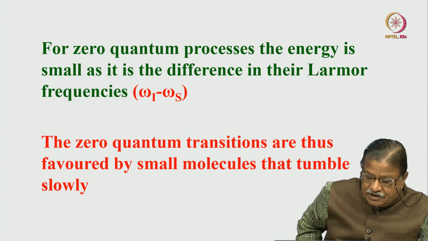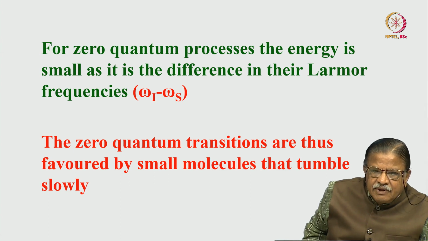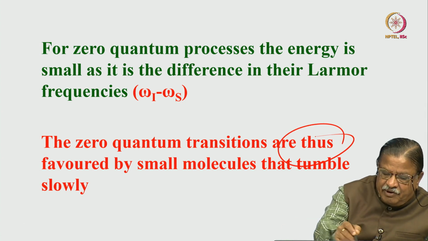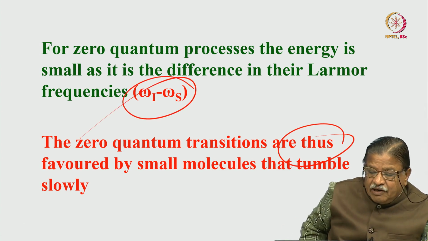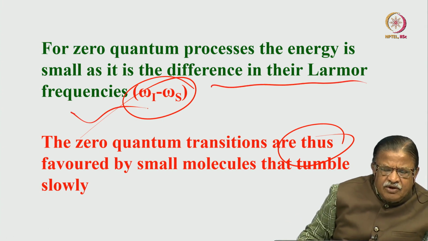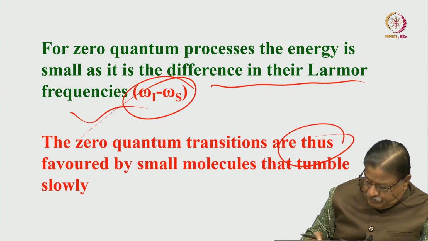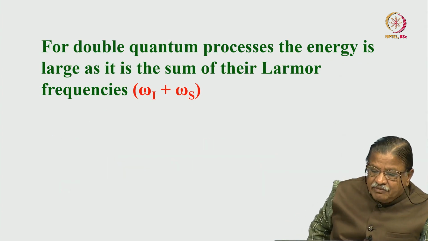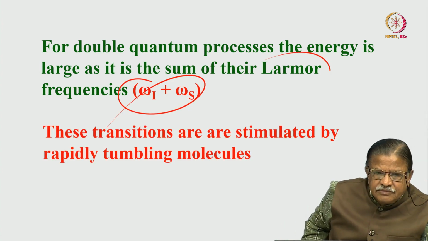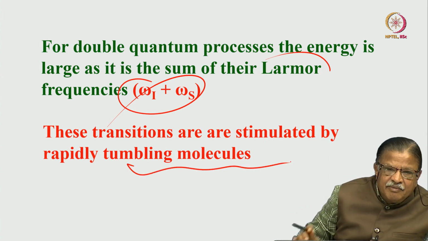The zero quantum transitions are thus favored by small molecules. Why? Generally zero quantum transitions are favorable because the zero quantum process energy is small, as is the difference in the Larmor frequencies. Only when there is a small molecule will the zero quantum transition probability be more. For double quantum transition, the energy is the sum of the Larmor frequencies, omega I plus omega S. These transitions are stimulated by rapid tumbling of the molecules.